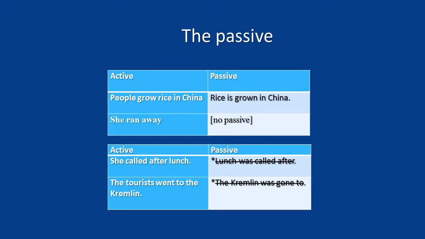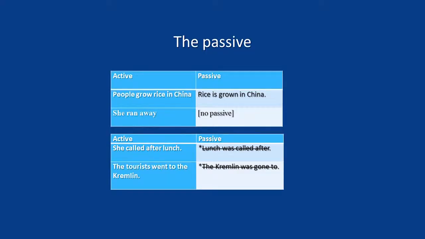We can form the passive with separating and non-separating phrasal verbs. Remember that in the passive, we make an object a subject and change the verb phrase. We use the auxiliary be and the past participle. The active sentence, people grow rice in China, becomes rice is grown in China.